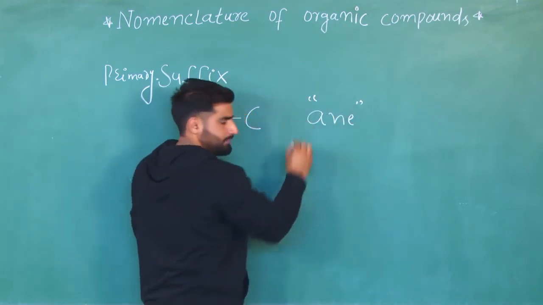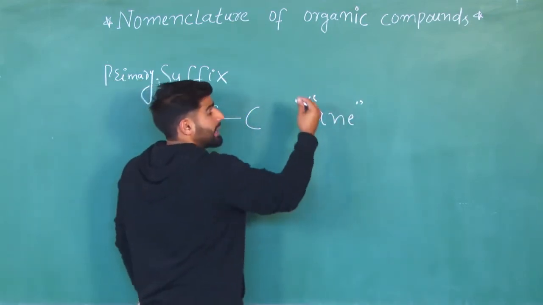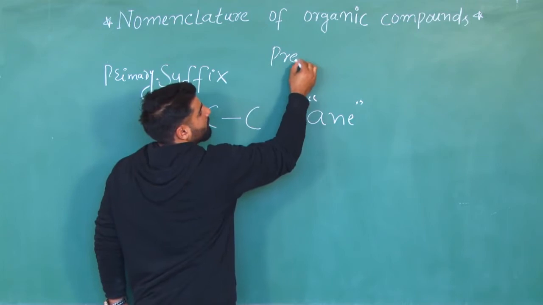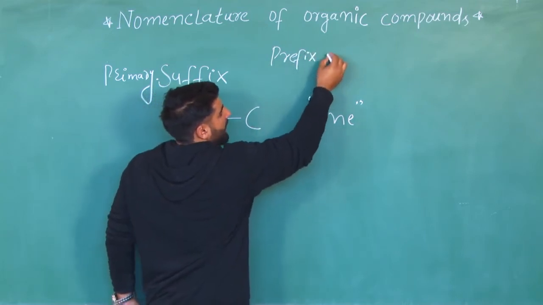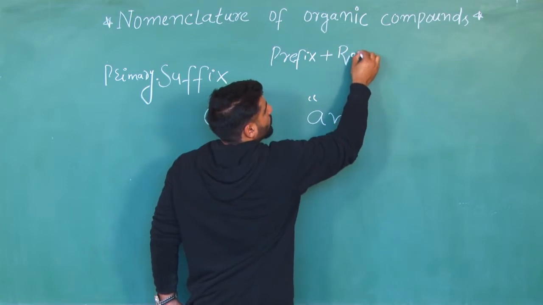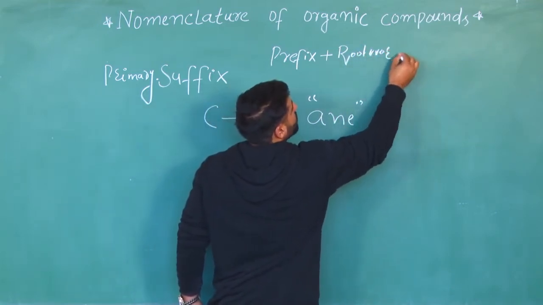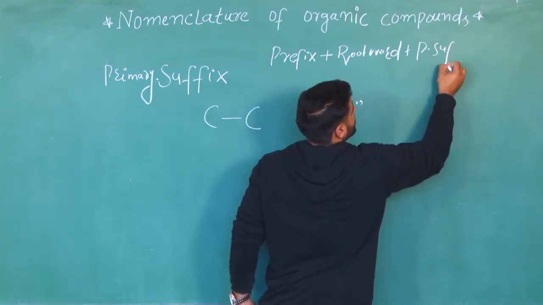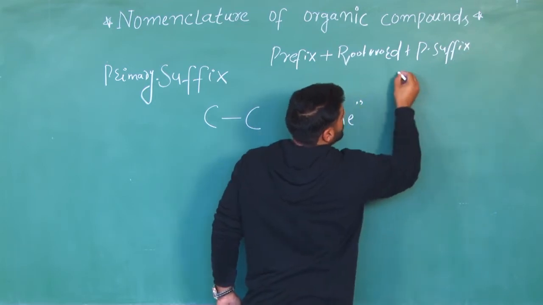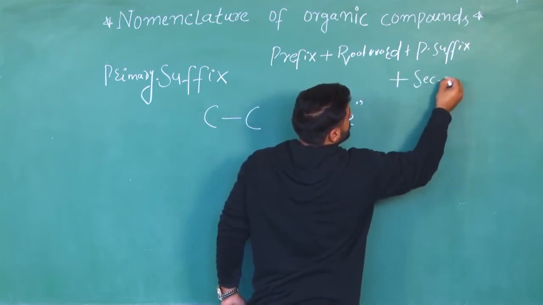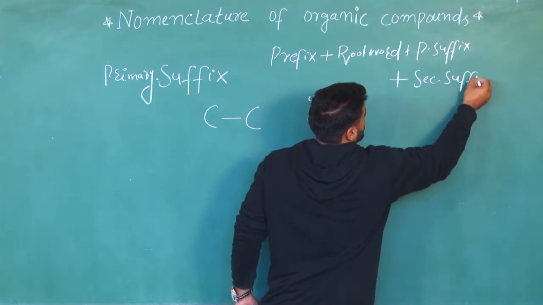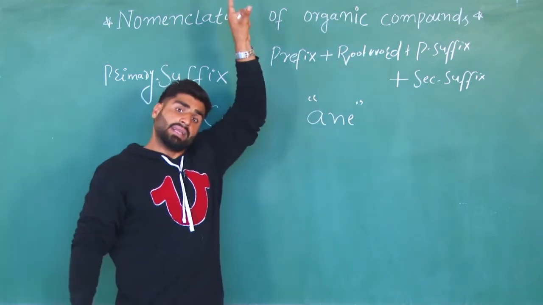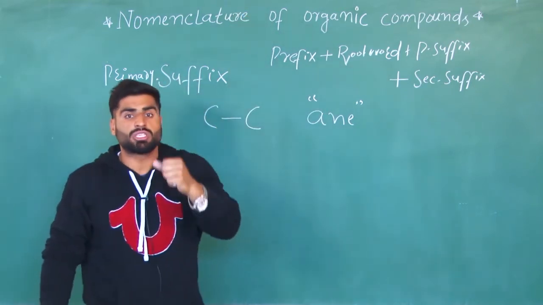After the root word, in the last class, I gave you a brief representation of an IUPAC name. We start with a prefix. After the prefix, we write the root word or simply word root. After the root word, we write the primary suffix. And after the primary suffix, we write the secondary suffix. Now, we are done with the root word that indicated the number of carbon atoms in the longest possible chain.